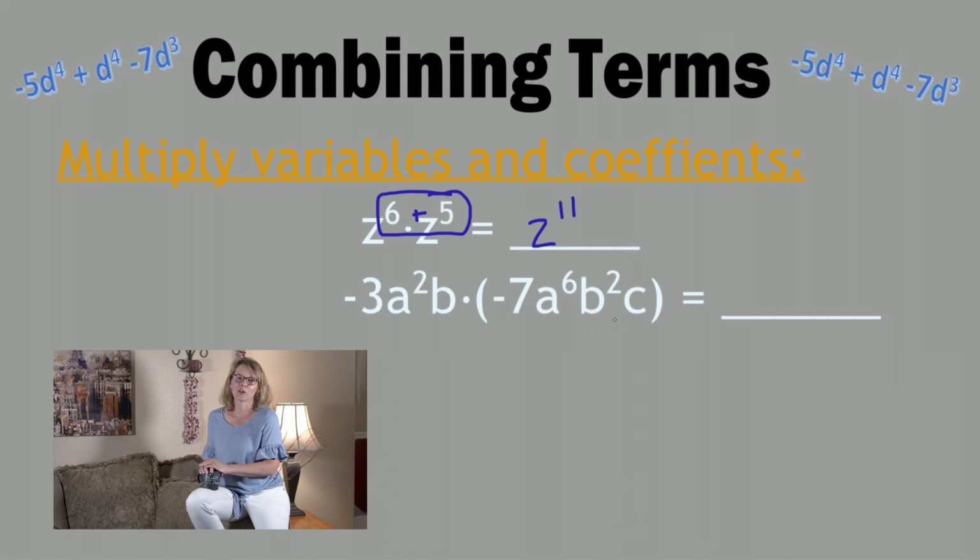We'll take the numbers first. Remember that the negative signs in front of them are attached to them. -3 times -7 equals +21. I'll put that here. Look at the a's. I have an a squared times a to the 6th. I add their exponents. 2 plus 6 equals 8 for an a to the 8th.